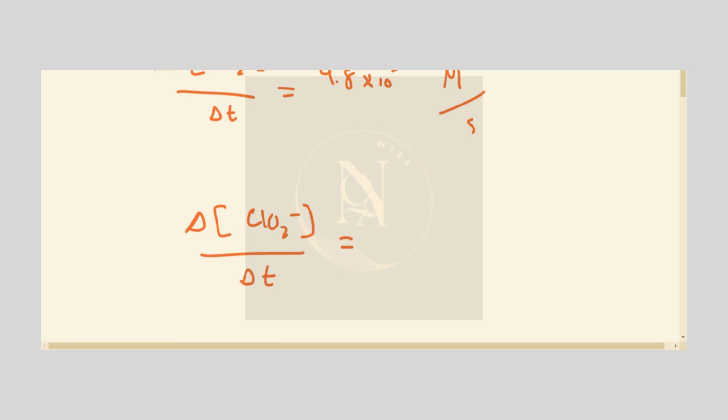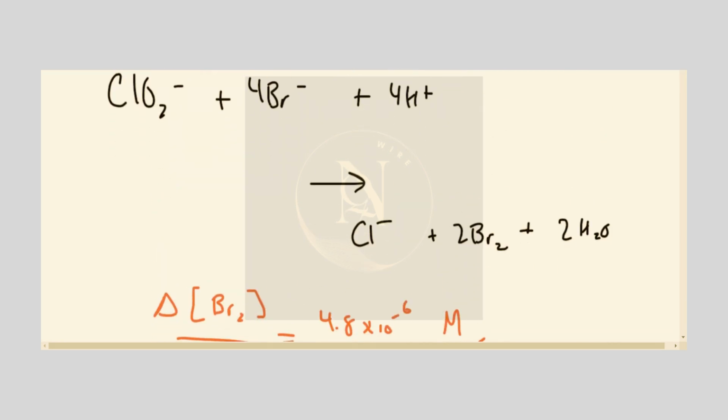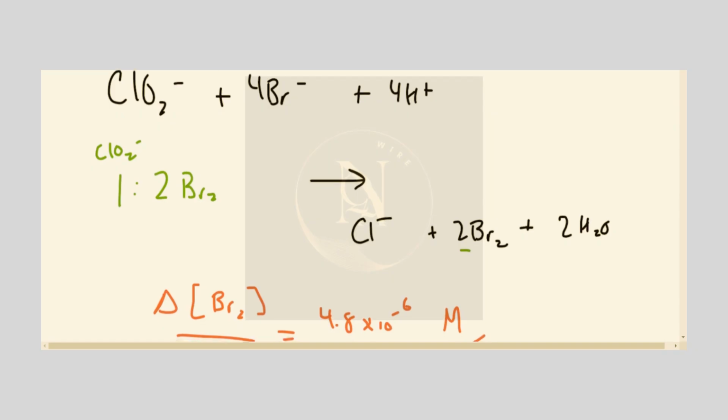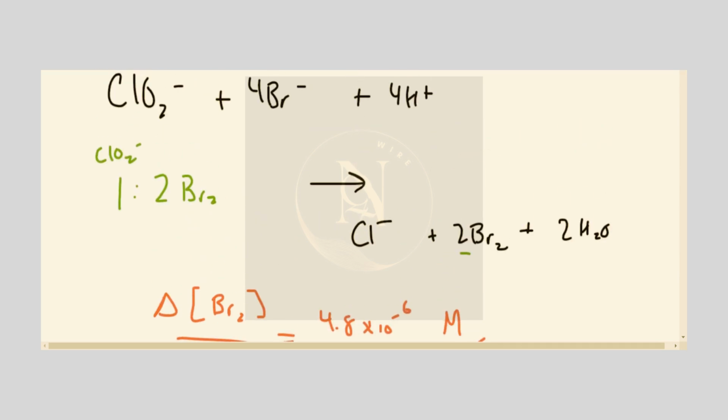And so what this really becomes is just stoichiometry. Remember, whenever we're producing 2 moles of Br2, we have to consume 1 mole of ClO2 minus, 4 moles of Br minus. These have to be related at all times. And so what we can see is that for every 1 mole of ClO2 minus that's consumed, we're producing 2 moles of Br2, which is to say that the rate of production of Br2, which is 4.8 times 10 to negative 6, will be twice as much as the rate that this is consumed.